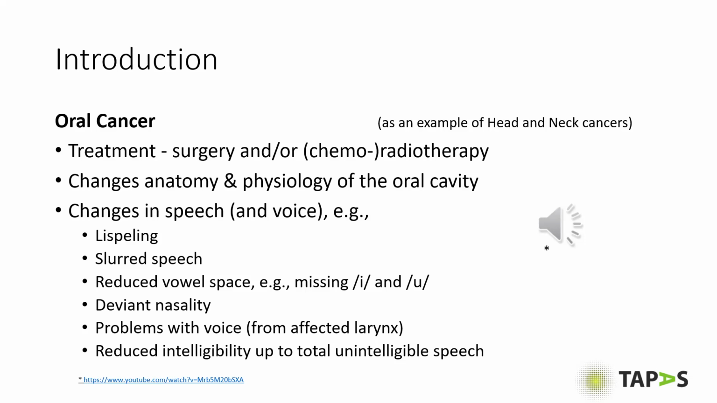The symptoms are like lisping, which is very often reported, slurred speech, and vowel space can be reduced. Often the E and U part of the vowel space is reduced. Nasality can be affected if the tumor affects the soft palate. Problems with voice, because you think it's the oral cavity, but radiation therapy has no sharp boundaries, so your throat can be affected, the larynx can be affected, and you can have reduced intelligibility up to totally unintelligible speech.